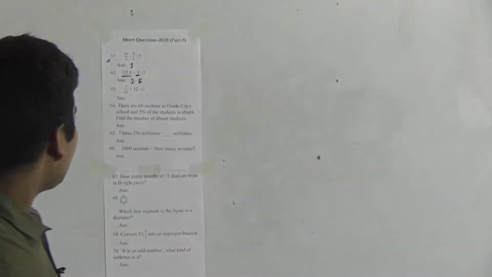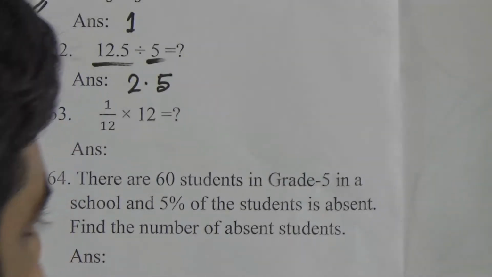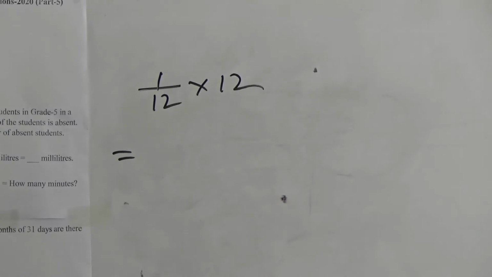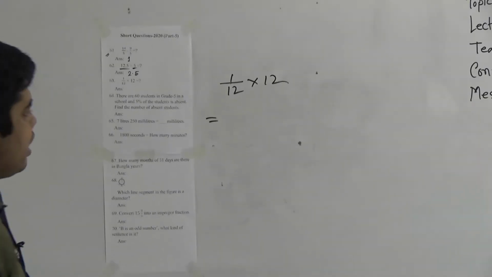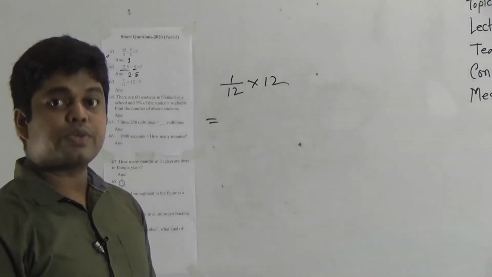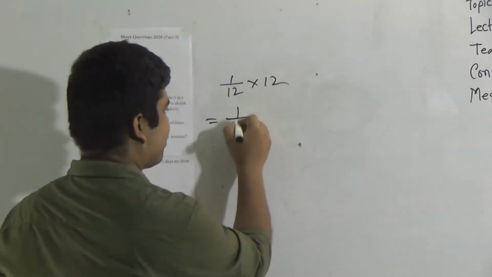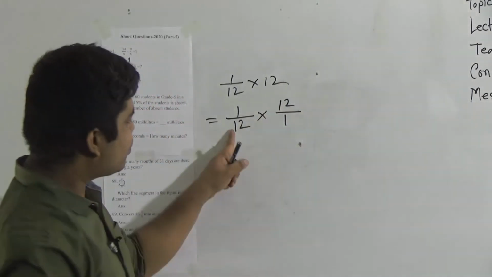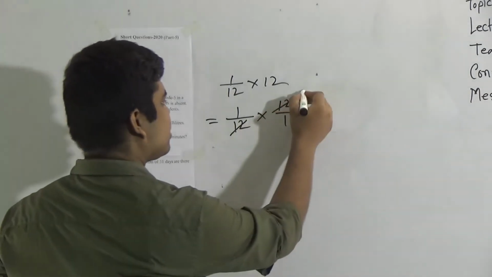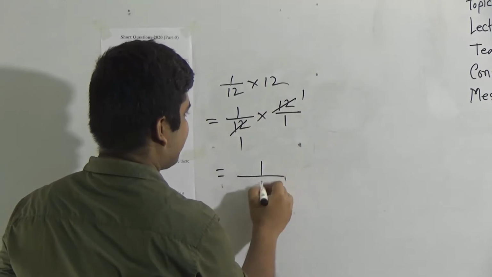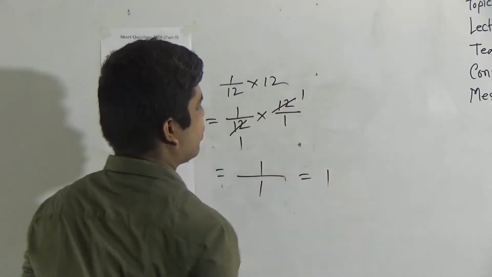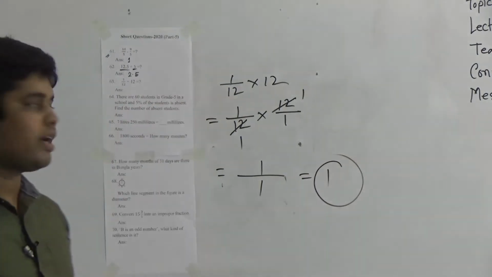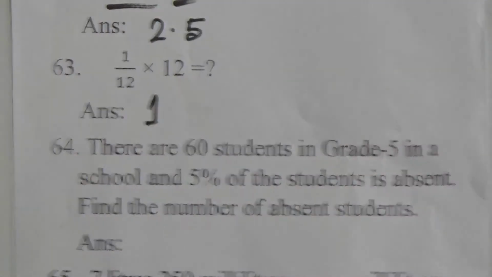Next on question 63, 1 by 12 multiplied by 12. Dear student, notice in our previous question I have already told you that every number has a denominator which is 1. So here 1 by 12, and it is also 12 by 1. Notice now we cut 12, 12. 12 ones are 12, 12 ones are 1. That means 1 by 1, 1 ones are 1 and 1 ones are 1. That means 1. So dear student, 1 is the required answer of this question. So write 1 here. Okay, question number 63 is done.